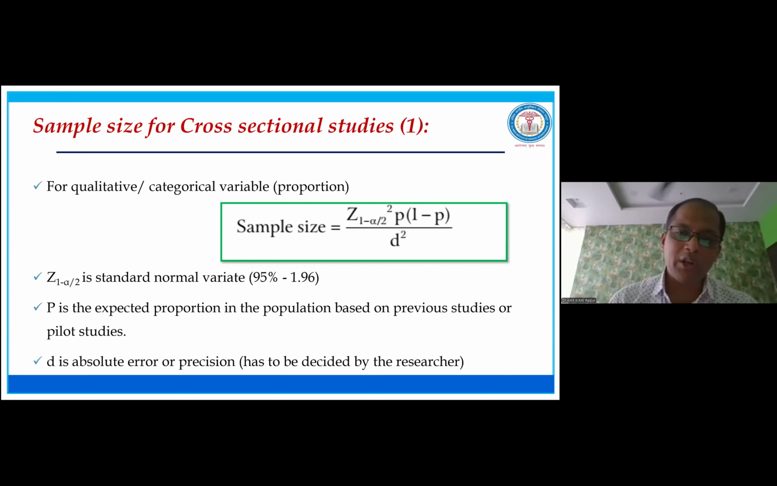It may be absolute or it may be relative. Actually, if the P is 40% or 50% or 60%, in that case, we take absolute precision. But if the prevalence is very, very low, like 1%, 2%, or 3%, in that case, we take relative precision.